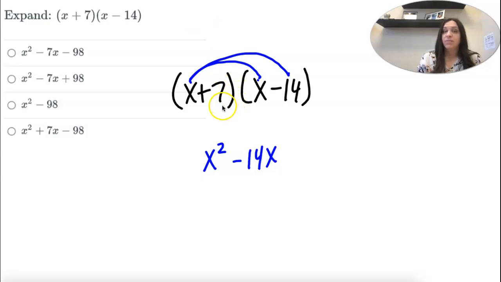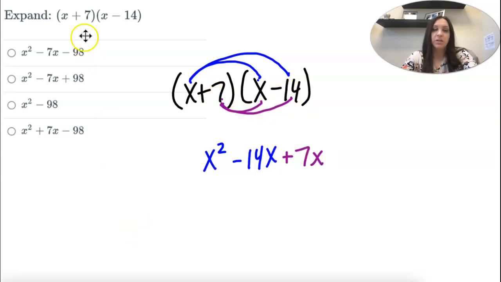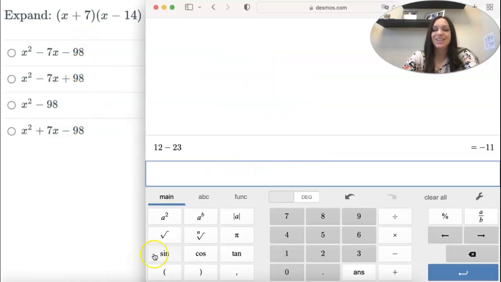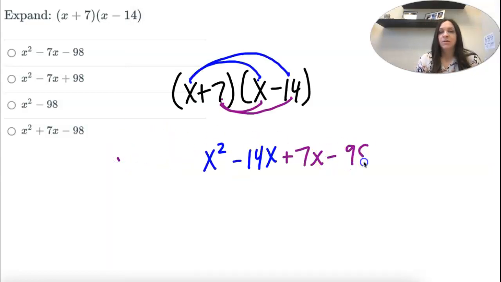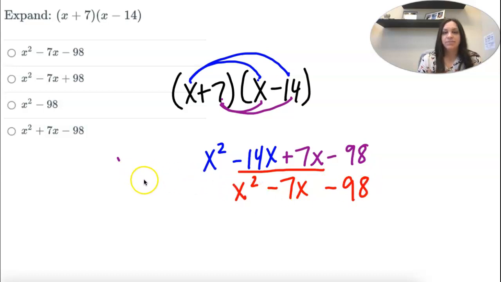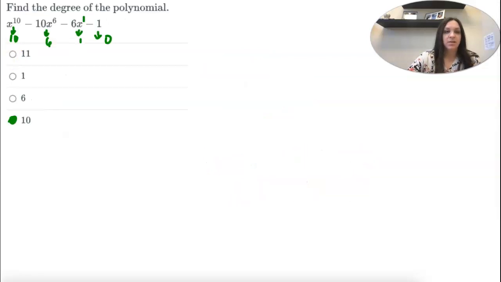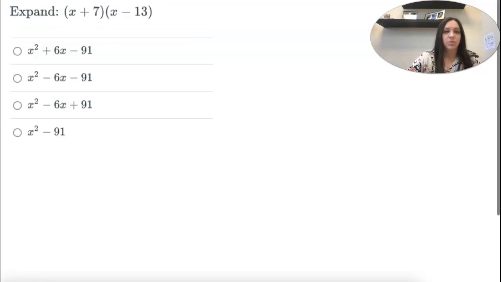And then we go the other way. We multiply the 7 to both. So 7 times x is 7x. 7 times negative 14, I'm assuming it's 98, but I'm just going to check. 7 times negative 14 is negative 98. So just like last time, these ones in the middle combine. So negative 14 plus 7 is negative 7x, and then we still have negative 98, and we still have x squared. That's this one. And that's it. Oh, I got one more.